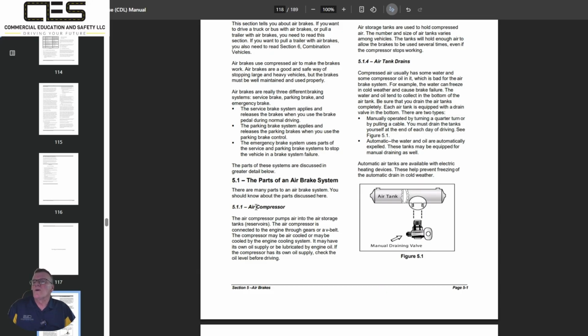So 5.1.1, the air compressor. The air compressor pumps air into air storage tanks, reservoirs. The air compressor is connected to the engine through gears or a V-belt. I haven't seen the V-belt. I've been driving for 32 years. I've never seen one that's belt driven. The ones I've always seen have always been gear driven, mounted to the engine, which means self-lubricating.